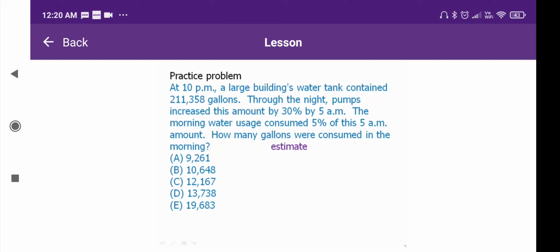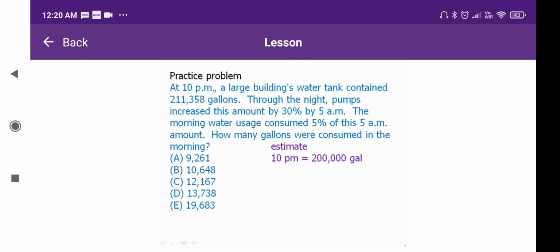amount of gallons at 10 o'clock. I'm just going to round that down slightly. Round that down to 200,000. Nice, neat number. Increases by 30%. Well, we will deal with percents. We'll actually have a few videos on percents coming up in one of the next modules.